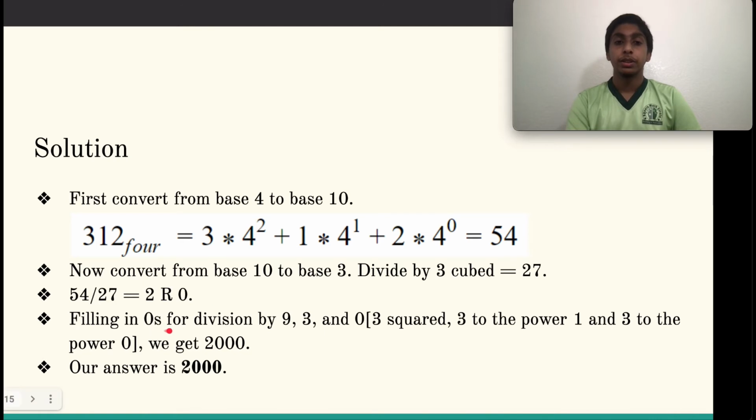So when we fill out 0 for division by 9, 3, and 1 (I said 0 for 3 to the power 0 earlier, but there should have been 1), I get 3 zeros. So that's how I get 2,000 as my answer: 2, and then the 3 zeros we got by dividing by 9, 3, and 1. But that's how we get our answer, which is 2,000.